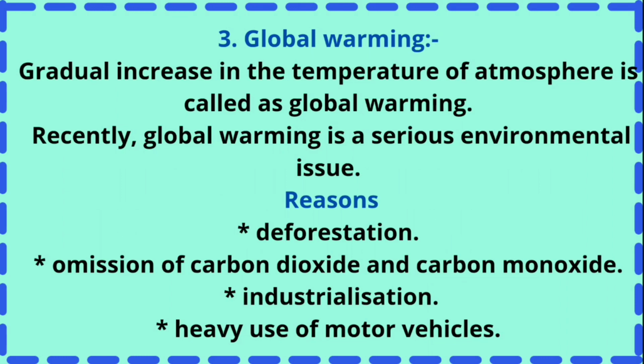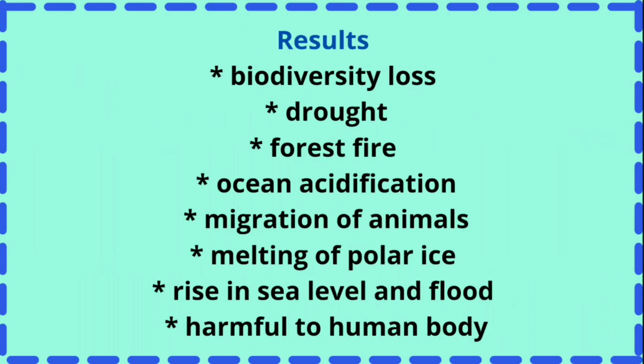Global warming. Gradual increase in the temperature of the atmosphere is called global warming. Recently, global warming is a serious environmental issue. Major reasons for global warming include deforestation, emission of carbon dioxide and carbon monoxide, industrialization, heavy use of motor vehicles. Results: biodiversity loss, drought, forest fire, ocean acidification, migration of animals, melting of polar ice, rise in the sea level and flood, harmful to the human body.